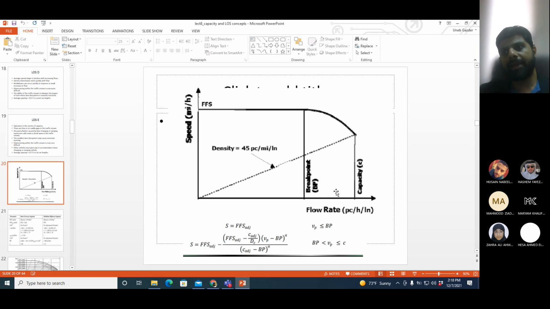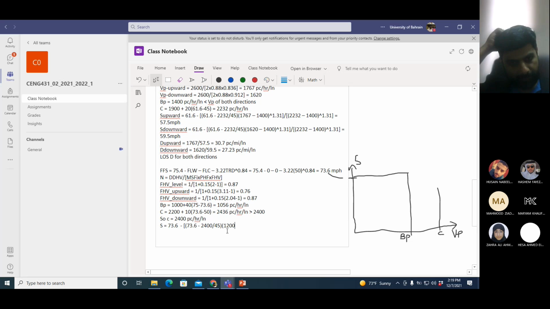The criteria is that whatever values you are trying, it should be more than BP, 1056, and you can go up to capacity, which is 2400. So try any value which is more than BP. First of all, let's say I will try 1200. Because BP is 1056, any value more than 1056 is allowed. Minus BP, which is 1056, to the power A. For freeways, the A is 2. It is given in the table on the next slide, and this is the complete thing in the numerator.